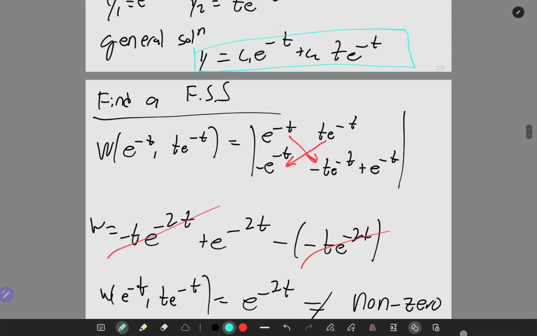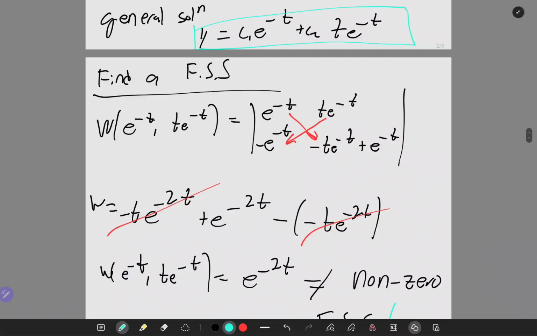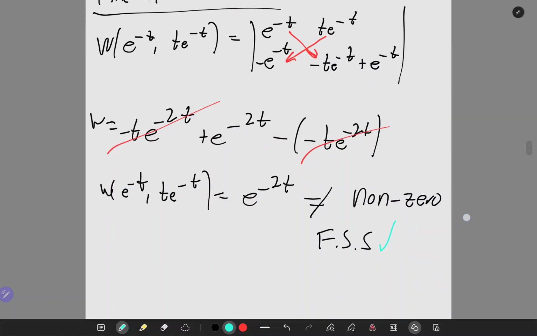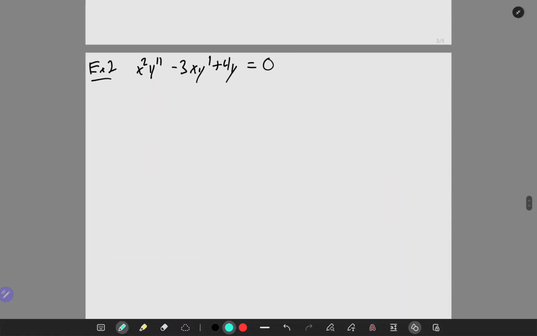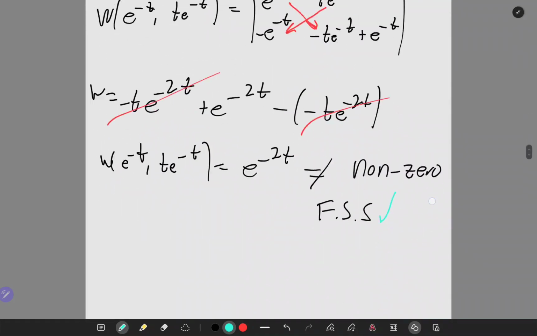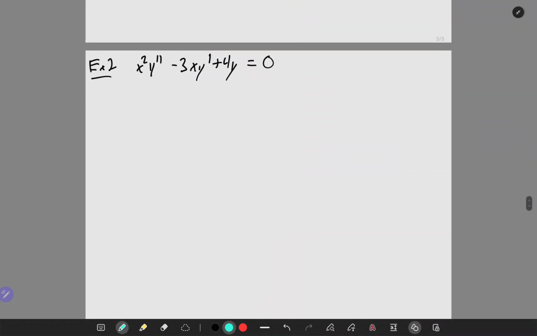Okay, that's the first example. We find the general solution and we determine if it was a fundamental set of solutions. And it is. Okay, so now let's go to example 2. For this one, I'm just going to find the general solution, but again, you can take the Wronskian and see if it's a fundamental set of solutions. But you can see this one is a Euler equation, right? Okay, Euler equation.